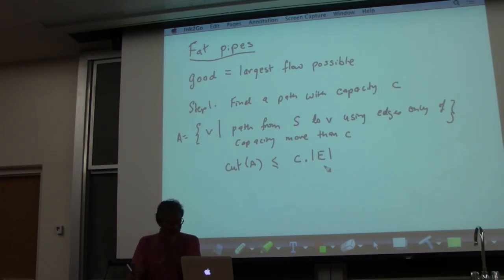Patience a second. But what can I say about the maximum flow in the graph with respect to this cut value? What do I know about any cut and any flow? What did we say about cuts and flows? Any cut is always more than any flow. That's why the min cut is more than the max flow. In fact, they're equal, right? So if any cut is more than any flow, any cut is more than the max flow.